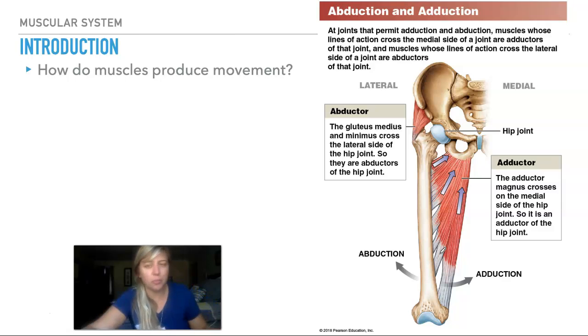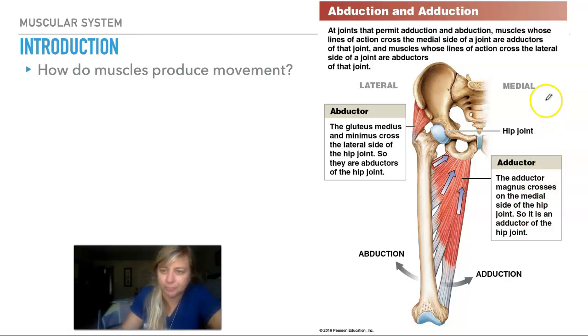Another example, with the movements abduction and adduction. At joints that have abduction and adduction, like we see here at the ball and socket joint between the femur and the coxal bones, the muscles that pass by the medial side of the joint are going to produce the movement of adduction. So here you can see on the medial side, so here's our joint, right? And this would be towards the midline, right? The medial side of it. We see a muscle called adductor magnus. Now also from its name, you probably could deduce that it's an adductor.